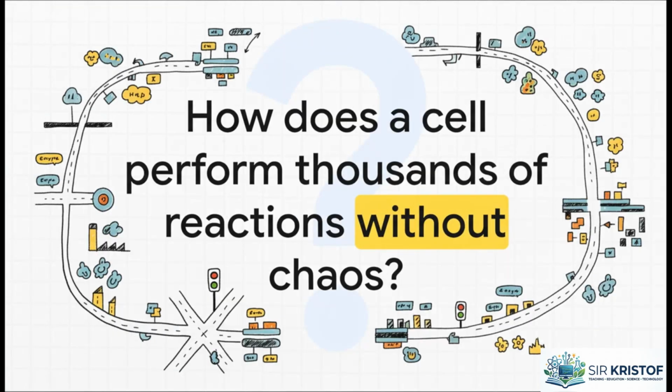I mean, just think about it for a second. Inside every single one of your cells right now, thousands of chemical reactions are firing off. It's like a city that never sleeps, just on a molecular scale. So how does it all stay organized? How does the cell avoid total gridlock, wasted energy, and a complete system meltdown?